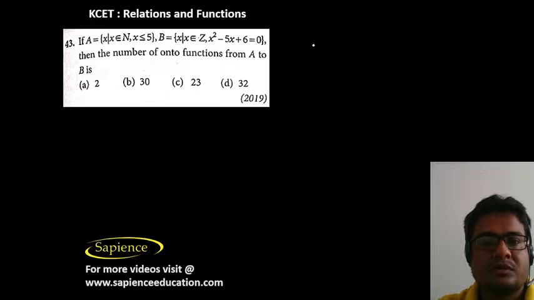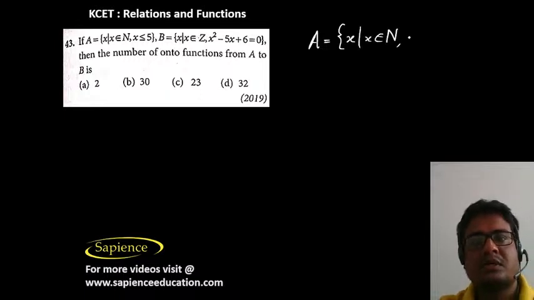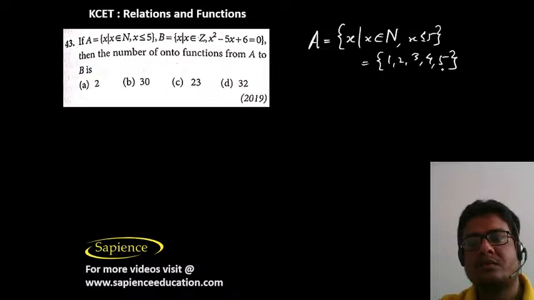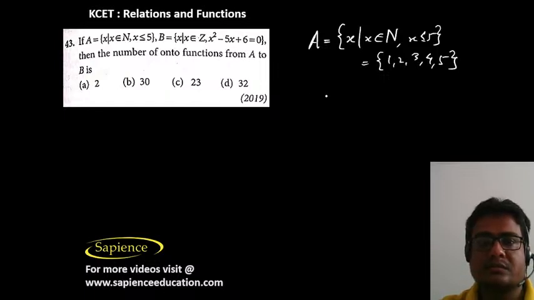Then question number 43. It is told that A is a set which consists of all those x such that x is a natural number and x is less than or equal to 5. So A contains the elements 1, 2, 3, 4 and 5, if you write the set A in the roster form.